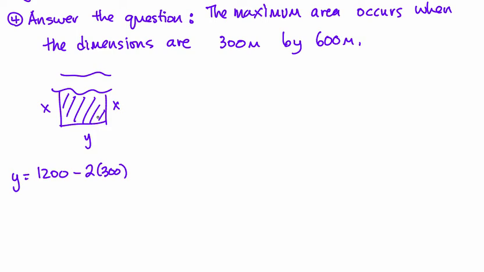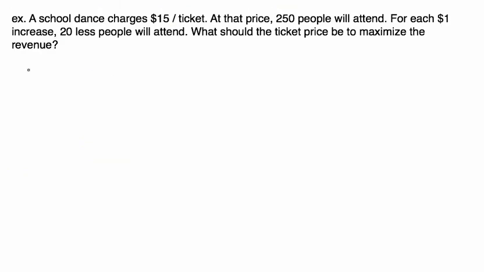Okay, let's take a look at one more example. So a school dance charges $15 a ticket, and at that price 250 people will attend. For each dollar increase that you make your tickets, less people, in this case 20 less people, will attend. So what should the ticket price be to maximize the total amount of money that the dance committee or the school or grad committee, whoever's putting this on, make?